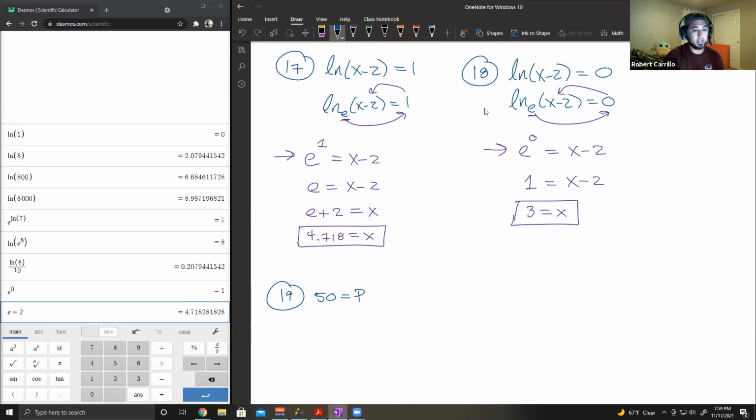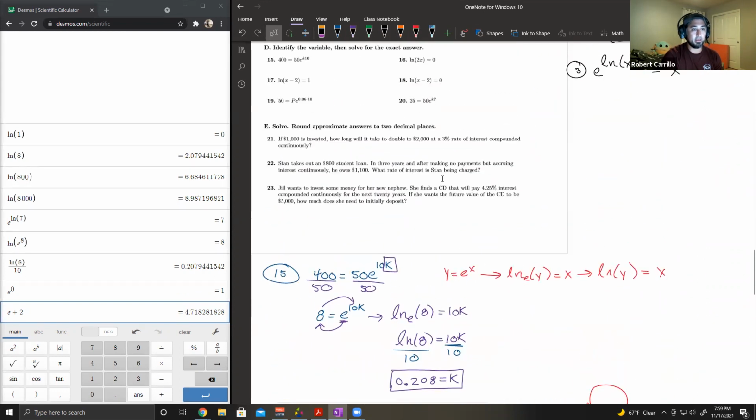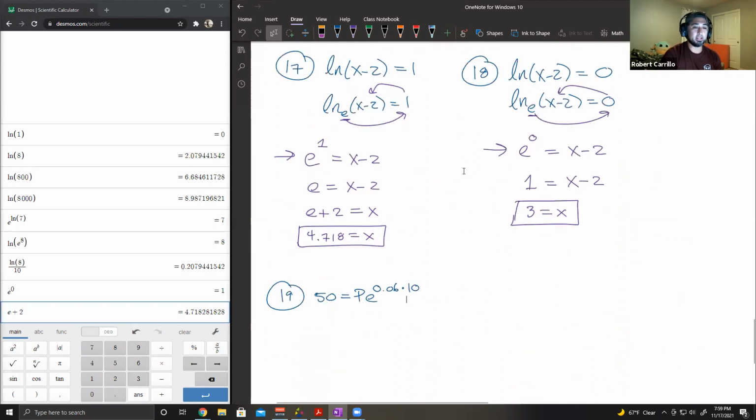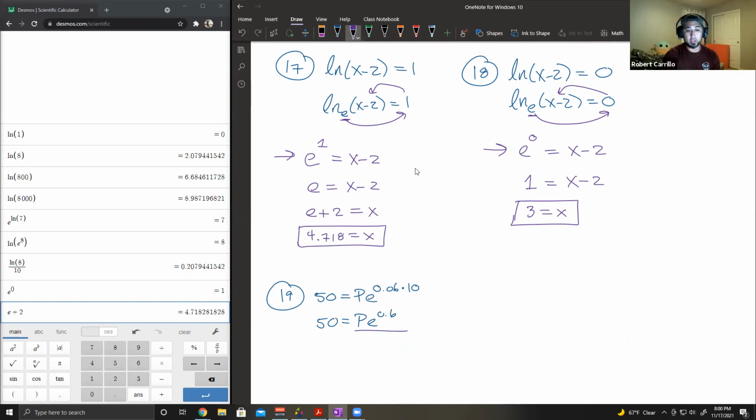$50 equals P times e to the 0.06 times 10. Let me just double check that one more time. 0.06 times 10. Okay, so for this one, we need to solve for P. So that means you will divide by all of this mess. But first, before we do that, what is 0.06 times 10? 0.6. Now, to solve for P, we're going to divide by e to the 0.6.